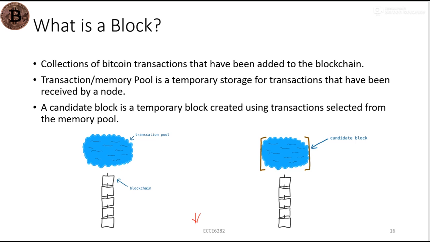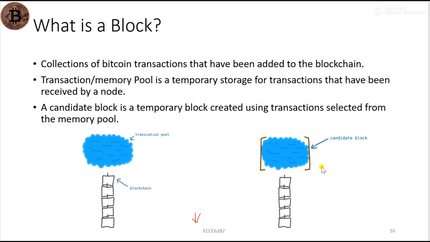Okay, now what is a block in blockchain? We can define a block as a collection of Bitcoin transactions that have been added to the blockchain, or a block is something that contains a list of transactions, because when you make a Bitcoin transaction, it is not added to the blockchain straight away. Instead, it is held here in this transaction pool, or you can say memory pool. And if you are a miner, your job is to gather transactions from the transaction pool into a candidate block. You choose transactions from the transaction pool, create a candidate block and try to add this candidate block to the blockchain.